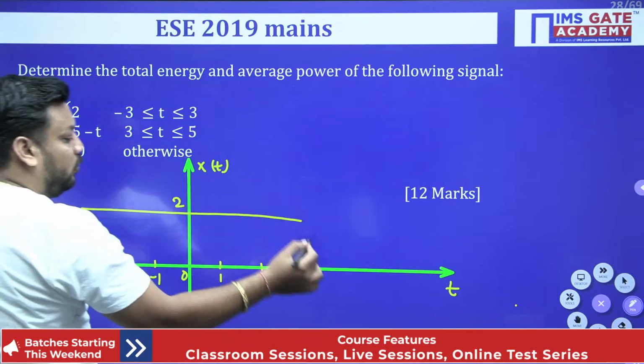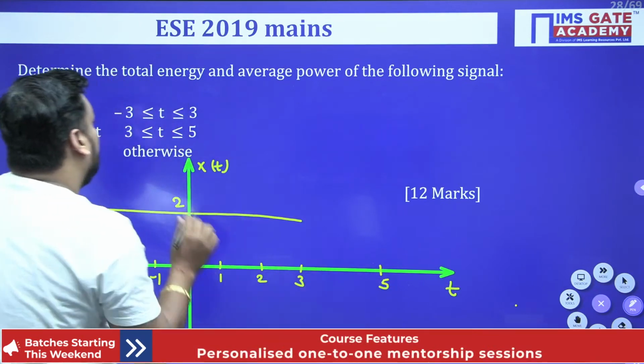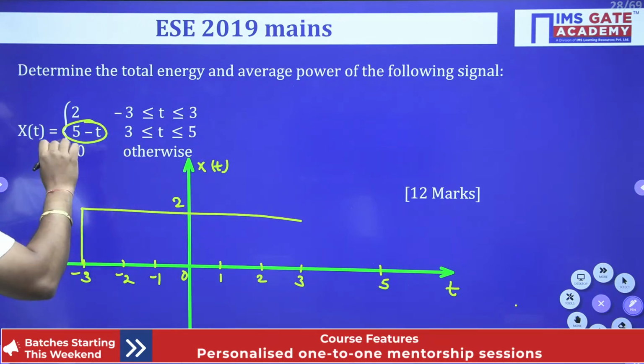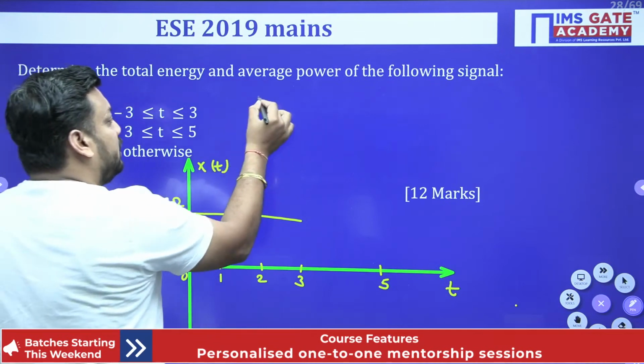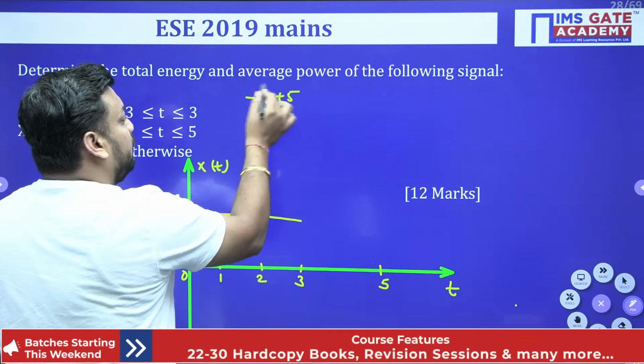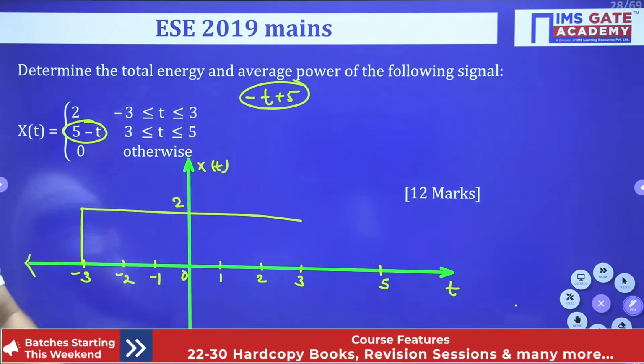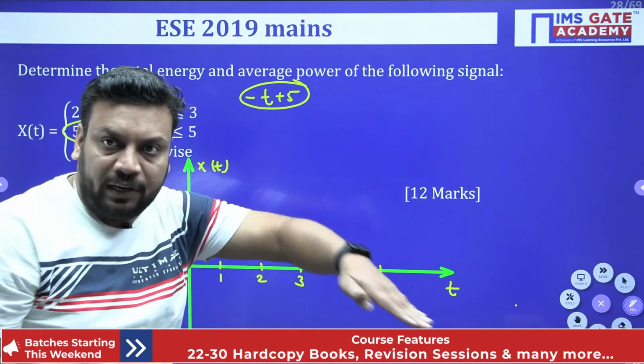After that, from 3 to 5, we have the signal 5 minus t. We have to check the slope plus the intersection point on the y-axis. Because the slope is negative, of course the line will be decreasing.